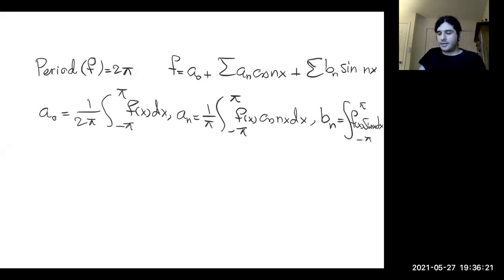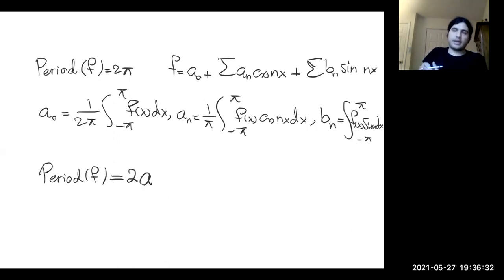Same thing, rather than cosine, we would have sine. Now, what if the period of f is not 2 pi, but it's 2 times some a? So here a plays the role of pi, or well, pi plays the role of a. I still write down the period as 2a. It's for convenience, actually. So the form of Fourier series would be slightly different, still very similar.